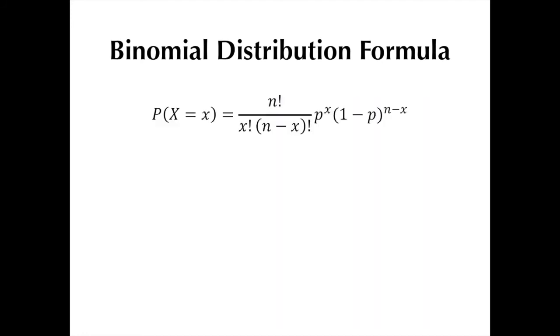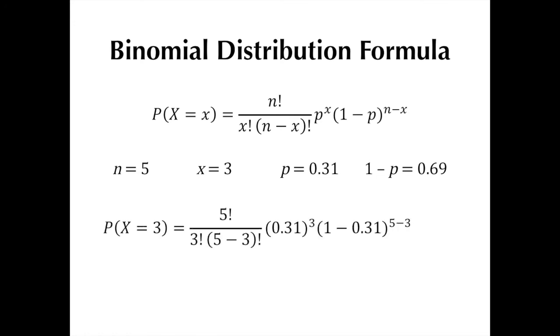So let's apply this formula to the example. Our n is equal to 5, our x, or the number of successes, is equal to 3, the probability of success, or death in this case, is 0.31, and its complement is 0.69. So plugging in the values, we get the same probability of 0.1419.